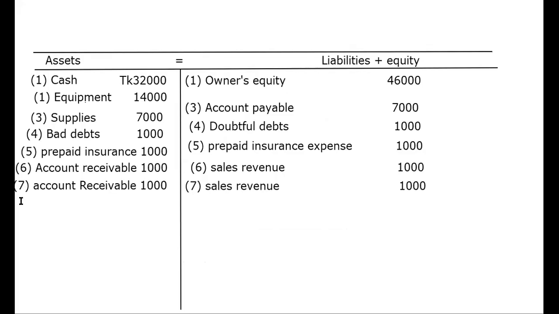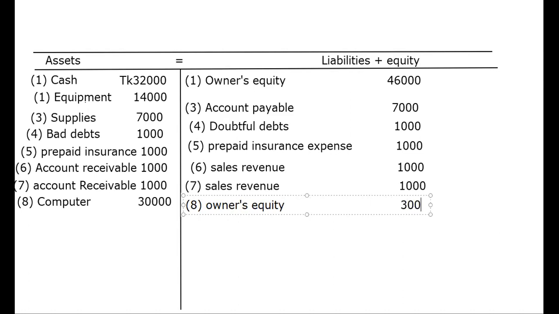Number 8, computer. Computer 30,000. And it will also increase owner's equity. Number 8, owner's equity. That is your owner's equity situation.